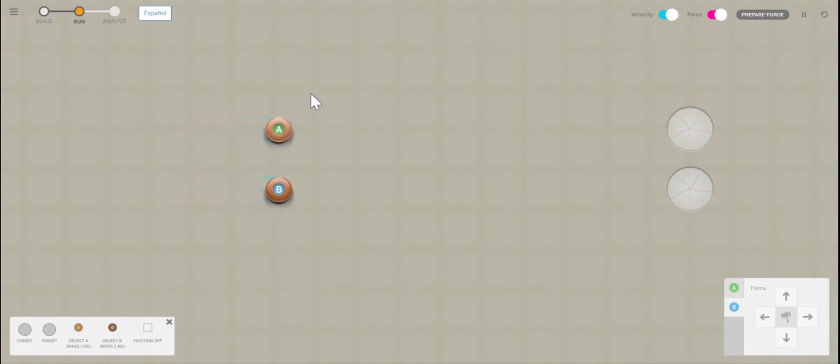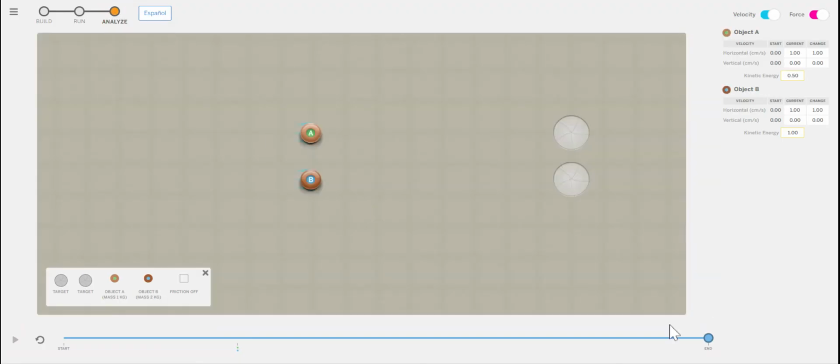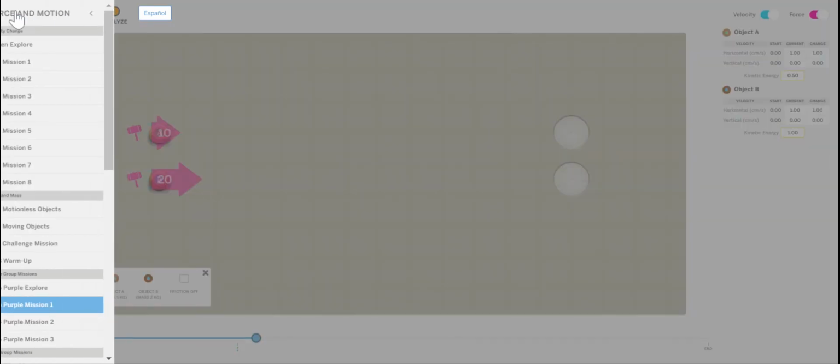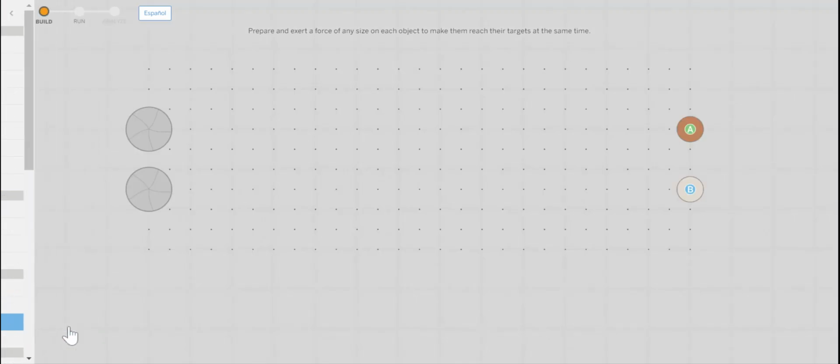So as we see, they are moving at the same speed, so they're going to reach the target at the same time. And the numbers that we need to be worried about is that object A had 10 newtons of force to the right, and object B had 20 newtons of force to the right. So that was for mission 1.